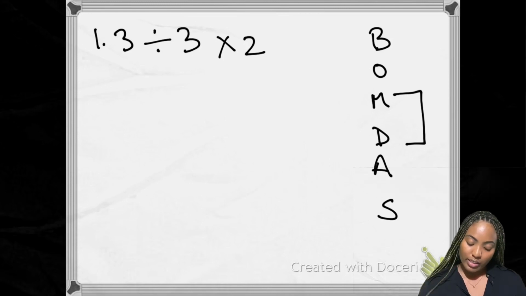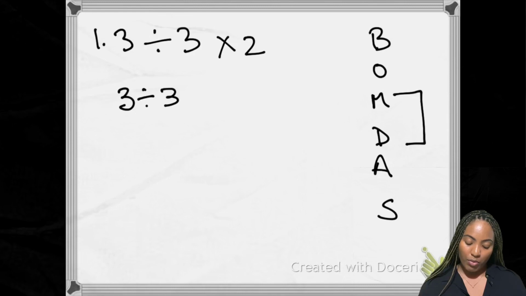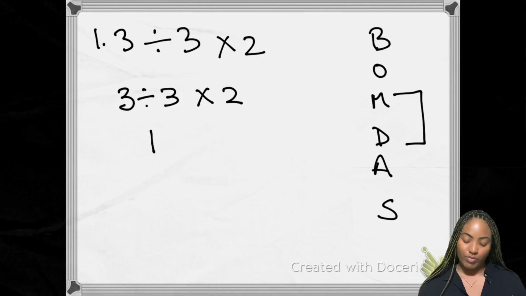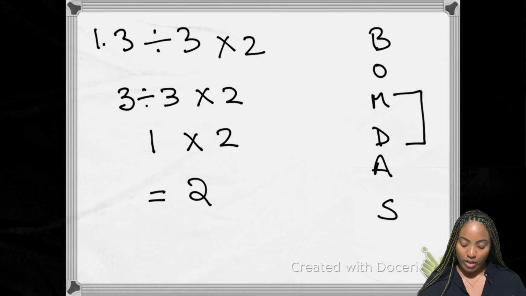In this case, we will therefore divide 3 by 3 before multiplying by 2. So 3 divided by 3 will give us 1. We will then multiply that by 2. So 1 multiplied by 2 will give us our final answer of 2.